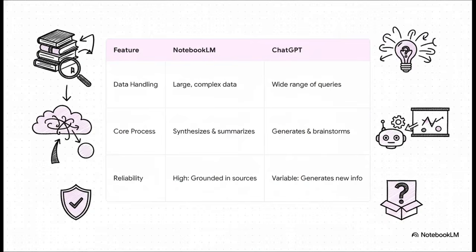This table just lays it all out perfectly. Look at data handling. NotebookLM is the champ with your big, dense, complex files. ChatGPT is better for just a huge range of general questions. Their core process, total opposites. NotebookLM synthesizes and summarizes. ChatGPT generates and brainstorms. And this directly feeds into reliability. NotebookLM is super reliable because, well, it's just quoting your own stuff back at you. ChatGPT's reliability, it's a bit more variable, right? Because it's creating new information on the fly.